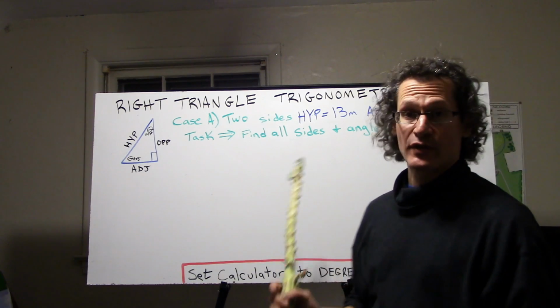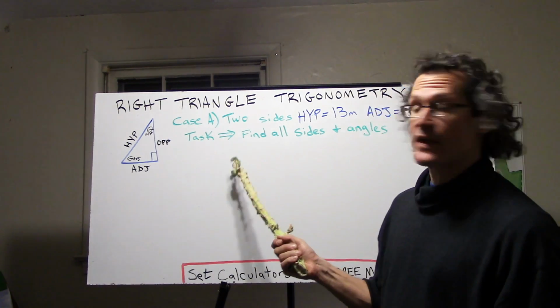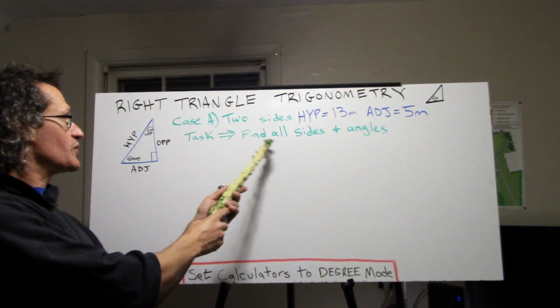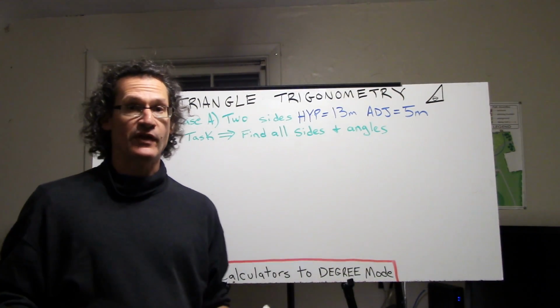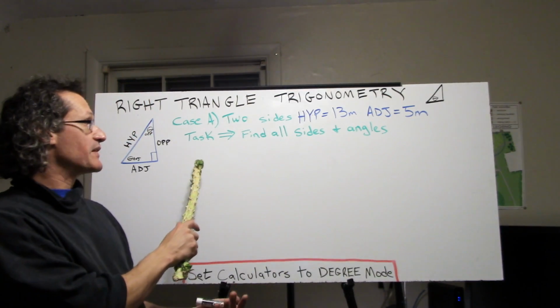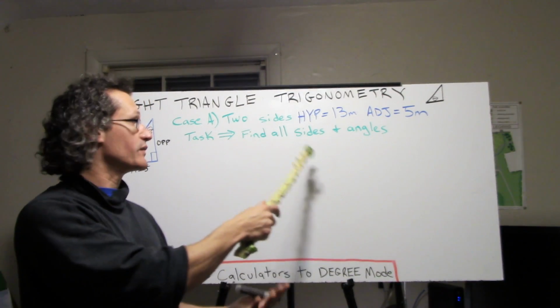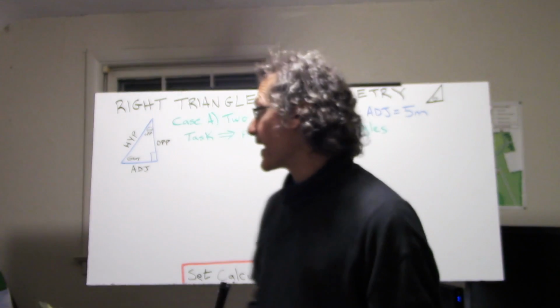Right triangle trigonometry, case study. Let's look at case A. We have two sides that are known: the hypotenuse, 13 meters, and the adjacent side, 5 meters. Our task is to find the rest of the sides and angles. Find all sides and angles.